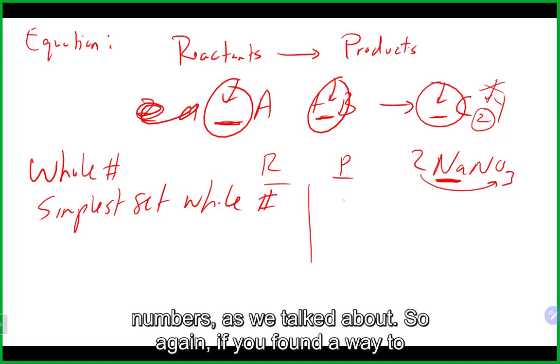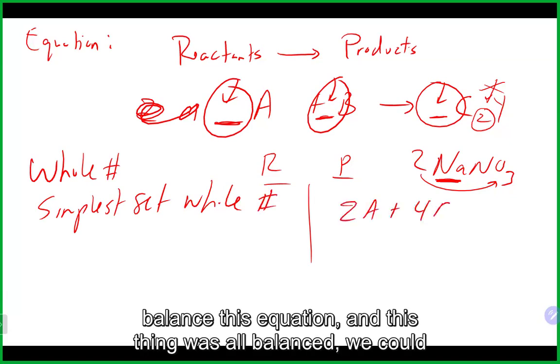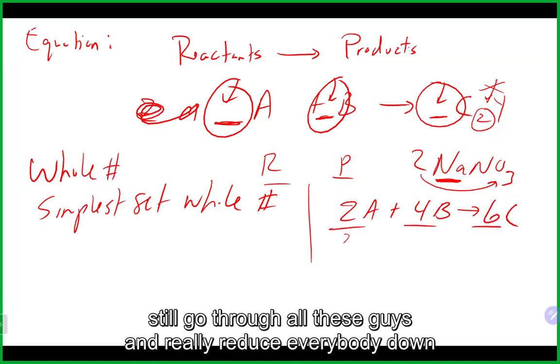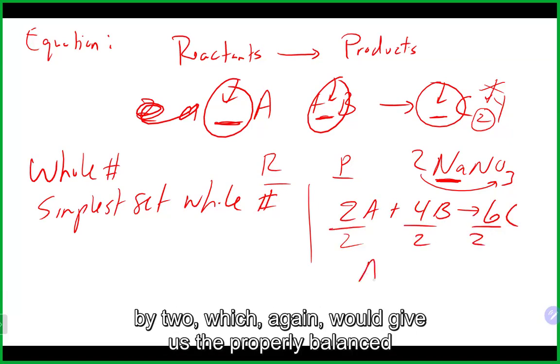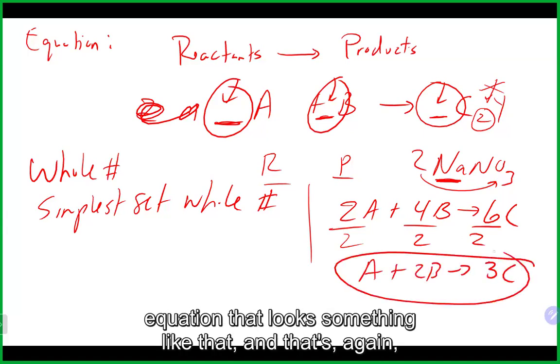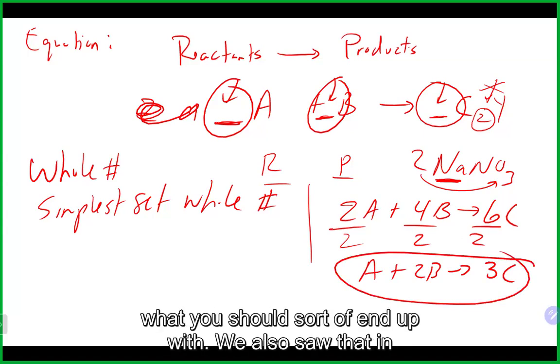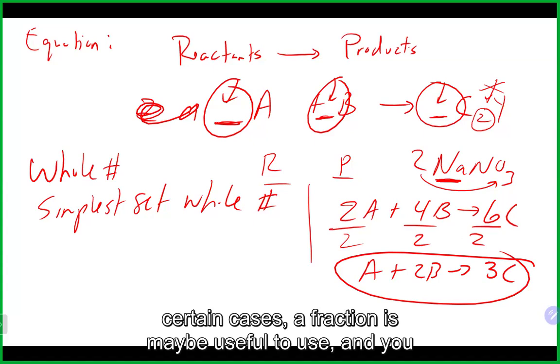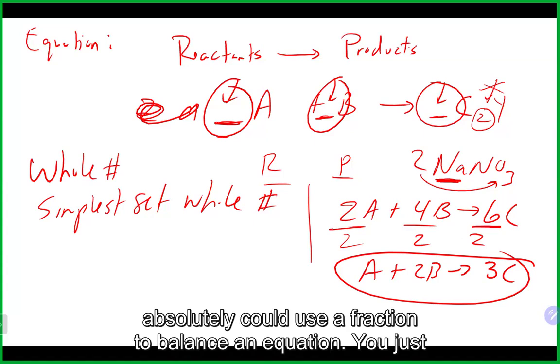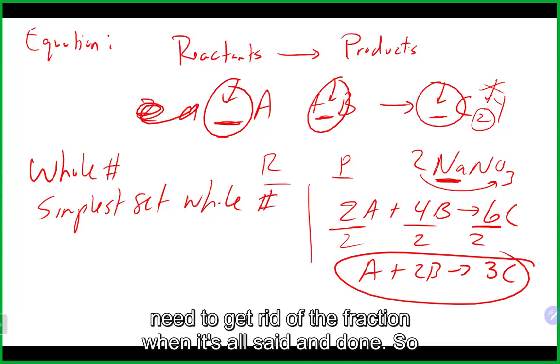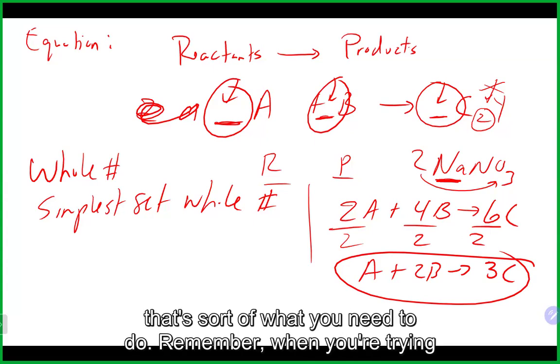So again, if you found a way to balance this equation, we could still go through all these and reduce everybody down by 2, which would give us the properly balanced equation that looks something like that. That's what you should end up with. We also saw that in certain cases a fraction is useful, and you absolutely could use a fraction to balance an equation. You just need to get rid of the fraction when it's all said and done.